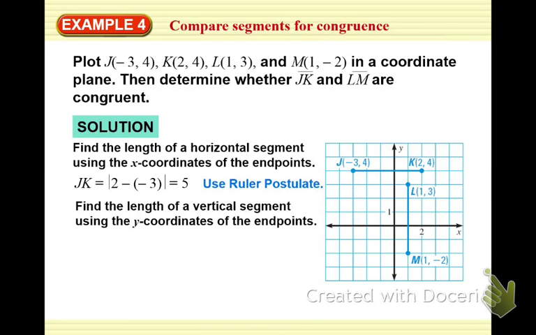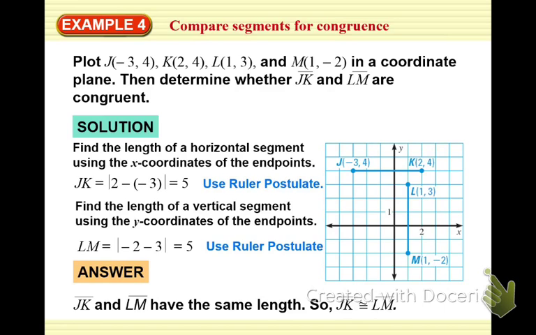And then for your vertical segment, your y coordinates are the only ones that change, so we'll just use those to find the length. Again, using the ruler postulate, your two y coordinates for L is 3 and for M is negative 2. The order doesn't really matter. We go negative 2 minus 3 is negative 5. Absolute value is 5. Therefore, JK is 5, LM is 5. Are those two segments congruent? Yeah. Okay, so JK and LM have the same length, so JK and LM are congruent. And that's how we're going to write it: segment JK is congruent to segment LM.